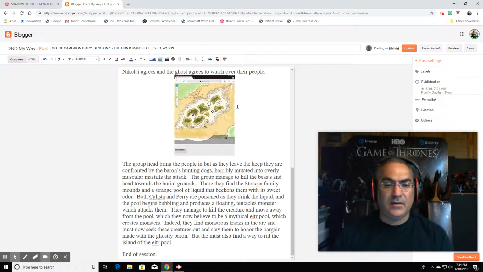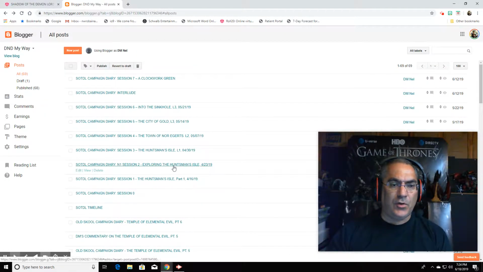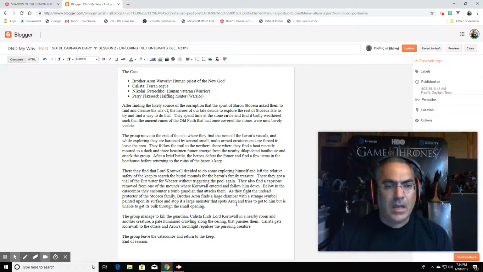So they decide then to, well, actually, that was the end of the session. So for the next session, which continued on the island, Huntsman's Island, they started to do some exploration of the island.